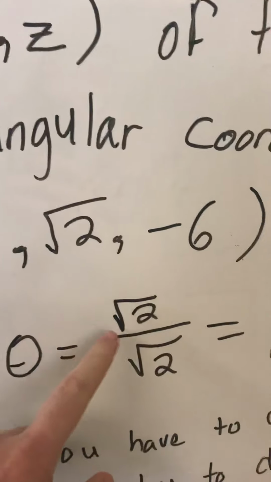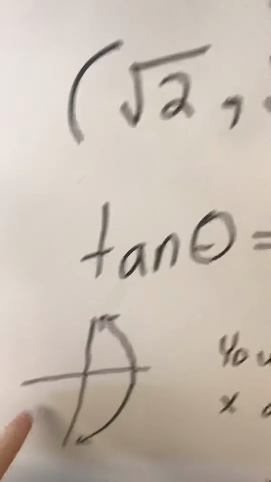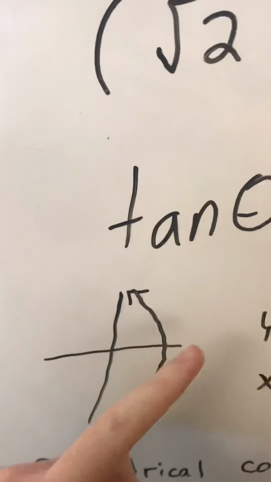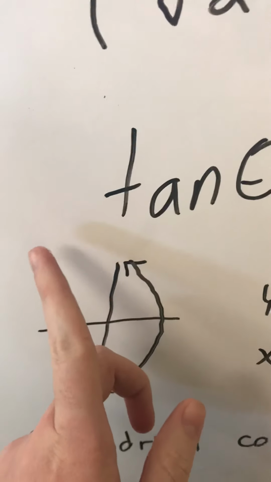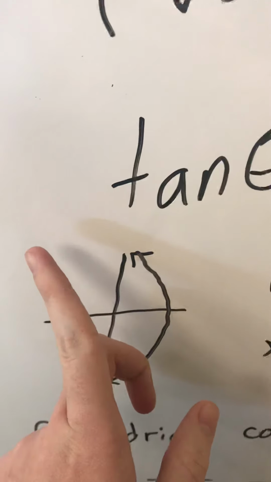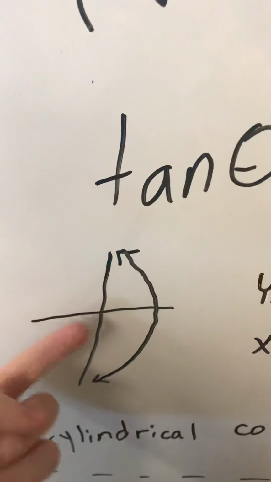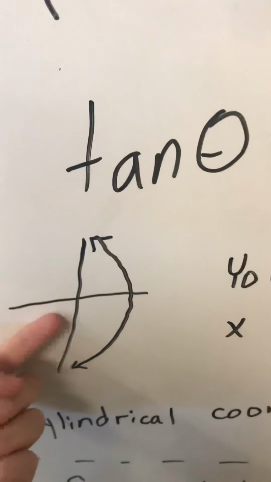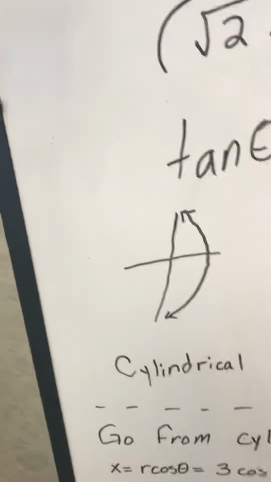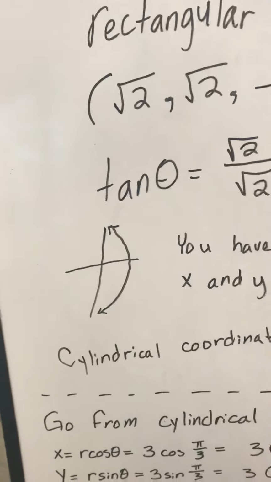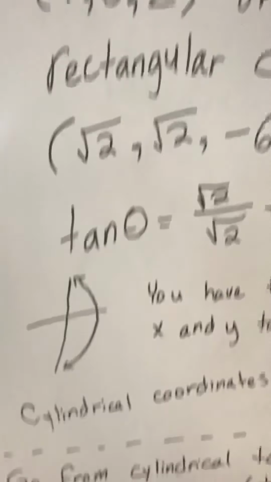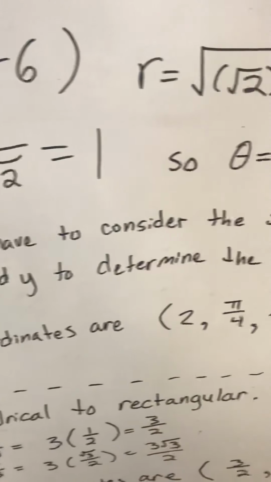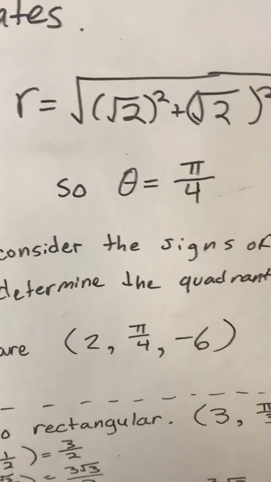Because say x or y was negative square root of 2, then my angle wouldn't have been pi over 4, it would have actually been 3 pi over 4 or 5 pi over 4. And of course z is just boring old z in both of them, they just stay the same. So your cylindrical coordinates are now 2, comma, pi over 4, comma, negative 6.